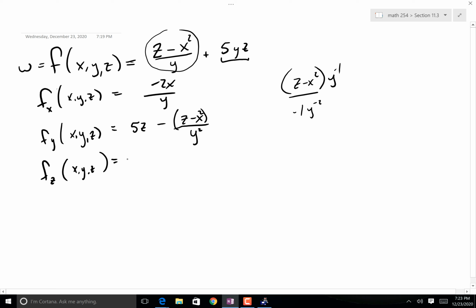Yeah, so this next one is going to be 1 over y, I believe. Because, again, you can split these into two pieces, z over y. What's the derivative of z? It's 1, so 1 over y. And then what's the derivative of x squared with respect to z? It's 0. That's nice. And then, of course, this is going to be 5y. And again, a person can check themselves. Not terribly difficult at all.